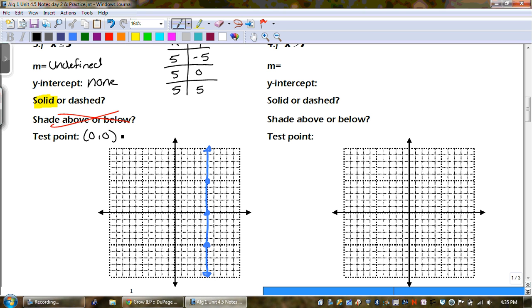Let's take a look at this. Our test point is 0, 0. Is 0 less than or equal to 5? Yeah, that's true. So what that means is, because it's less than, less means left, so I'm going to shade the graph to the left.